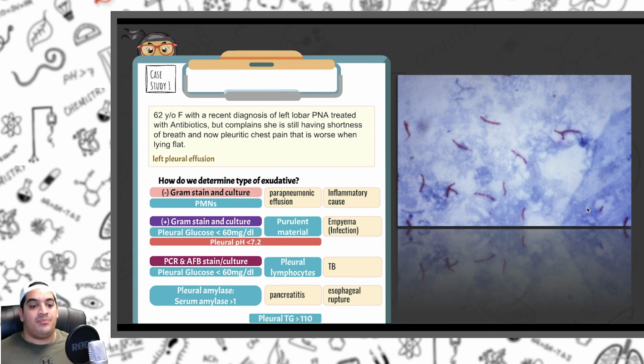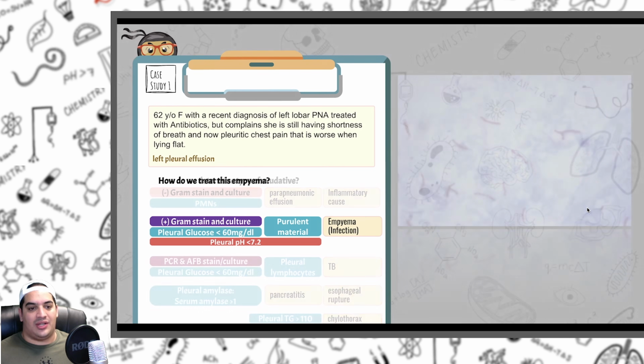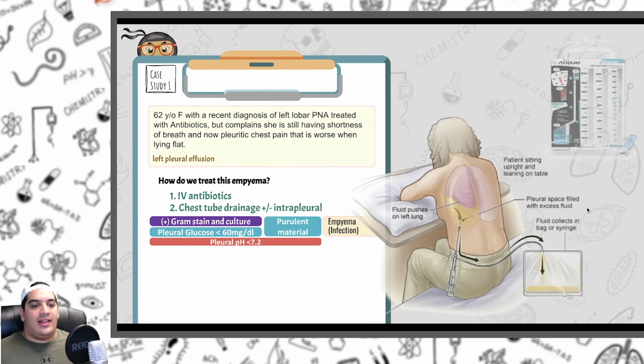The next thing is if the pleural triglycerides are greater than 110, that's really, really high, think about a chylothorax as a potential etiology here. And then I think the big thing for this patient is, what do we think that she has?